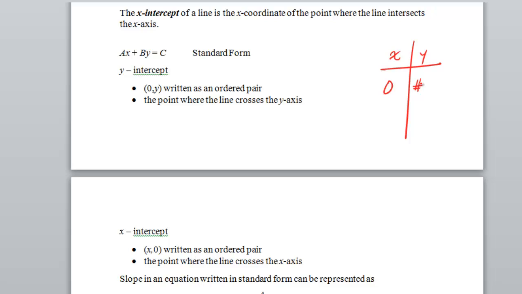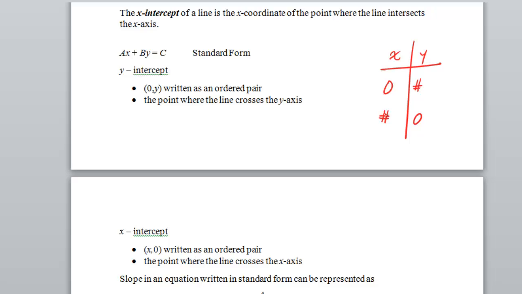Then you could reverse that process, and I know this seems a little strange, but you could plug in a 0 for y, and then solve back for the x value and get a number for the x value, and that would give you your x-intercept. So that's basically the process of finding the x and the y-intercept.